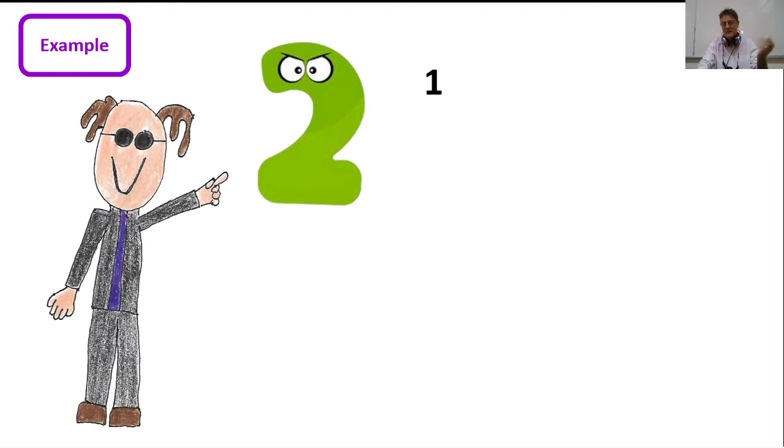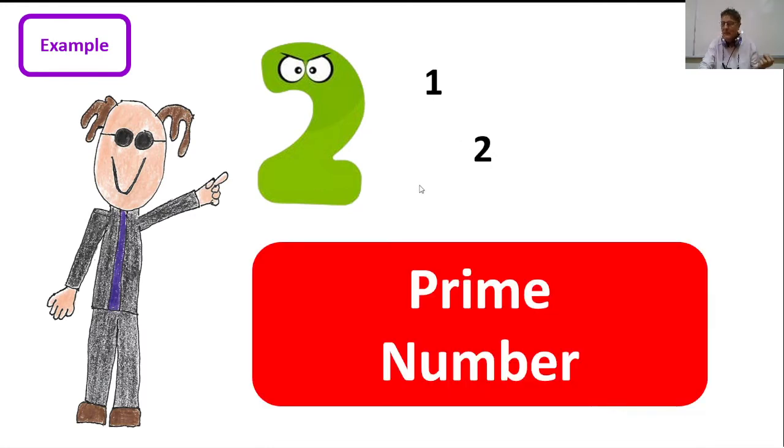2. 2 is divisible by 1. Why? Because every number is divisible by 1. It is also divisible by 2 itself. Why? Because every number is divisible by itself. But is it divisible by any other number? No, of course not. 2 only can be divided by 1 and 2. So 2 is a prime number. Understand? Yes? Good.